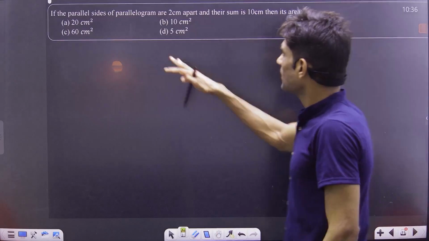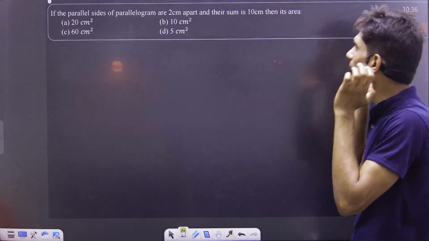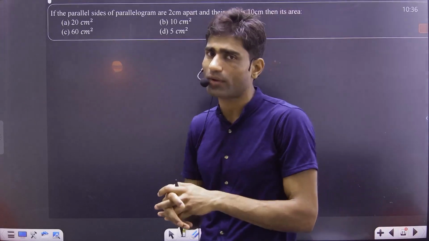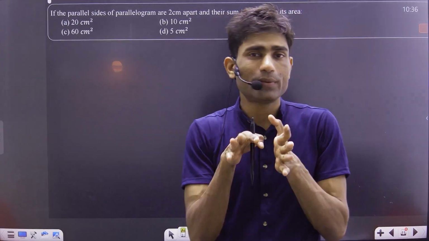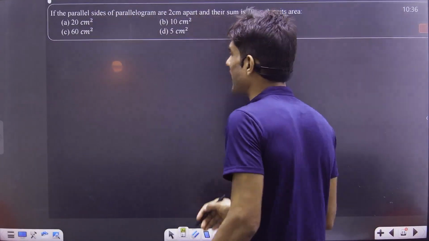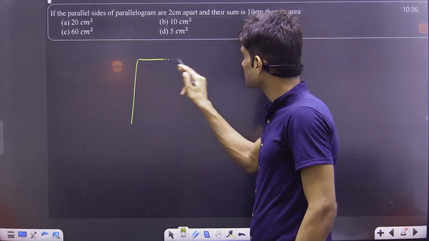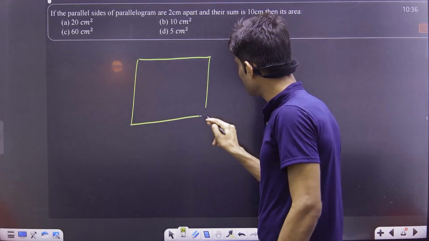The parallel sides of the parallelogram are given 2 centimeter apart, and their sum is 10 centimeter. Now see, that is a little confusing, but the parallel sides, their length and their sum are given. Sum and length of parallel sides are given. Let me plot the parallelogram first. This one is our parallelogram.